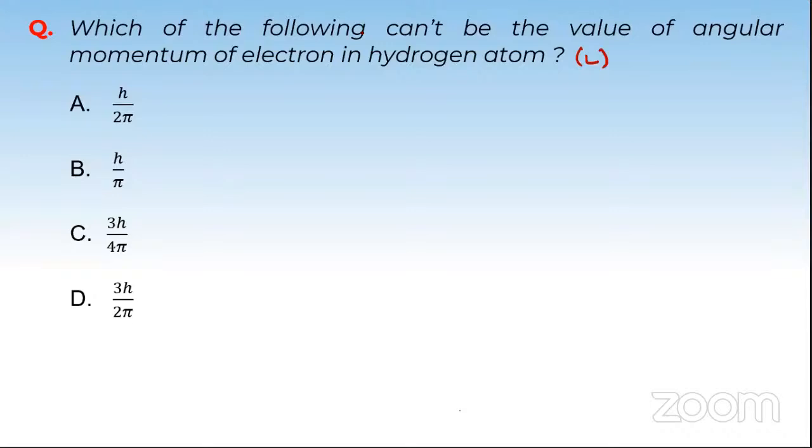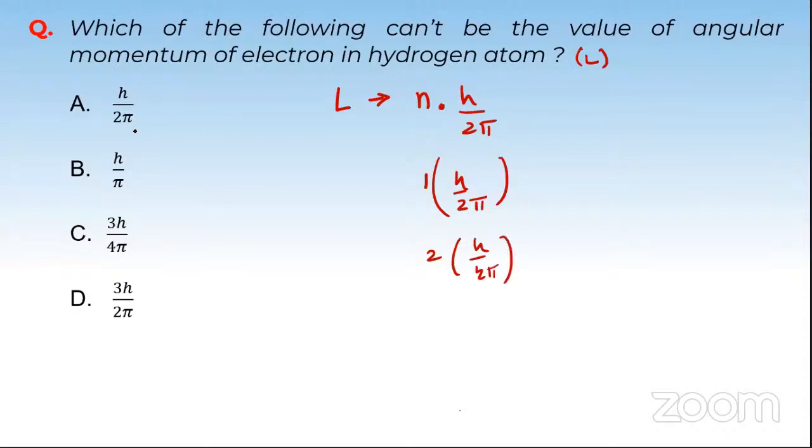So what's going to happen here is, I told you that the angular momentum of the electron in a hydrogen atom can take only specific values, and those values are integral multiples of h by 2 pi. So integral multiple means n is nothing but an integer. So 1 is an integer, so 1 times h by 2 pi is possible. 2 times h by 2 pi, of course, is possible.